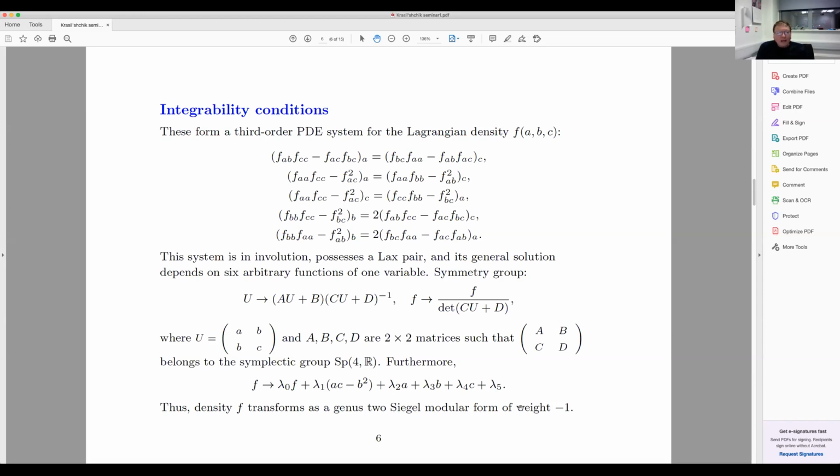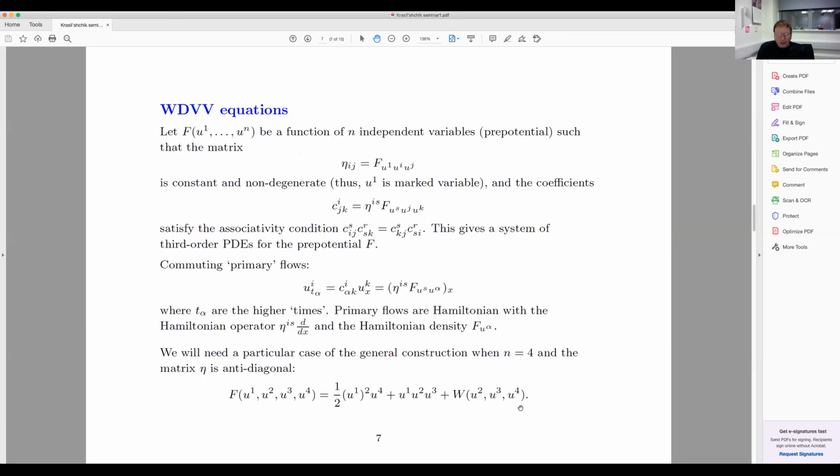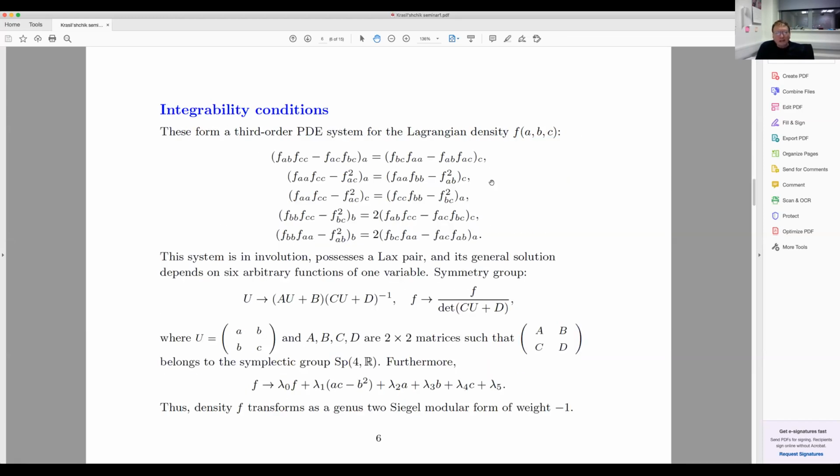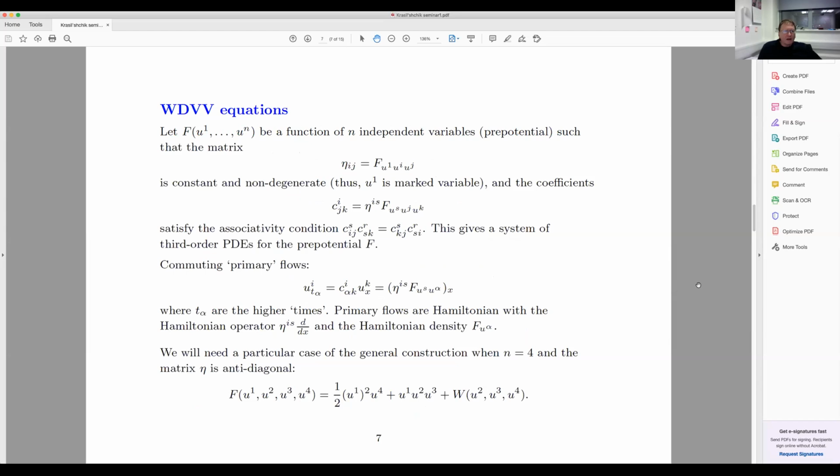Probably now I will say a few words about WDVV equations. What I will show next is that this system of integrability conditions for the Lagrangian density is related to the so-called WDVV equations, Witten, Dijkgraaf, Verlinde, Verlinde equations. In the next two slides, I will briefly remind you of WDVV equations. In general, what are WDVV equations? For a second, we forget about integrable Lagrangians.